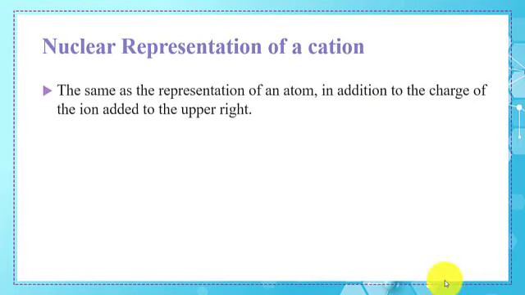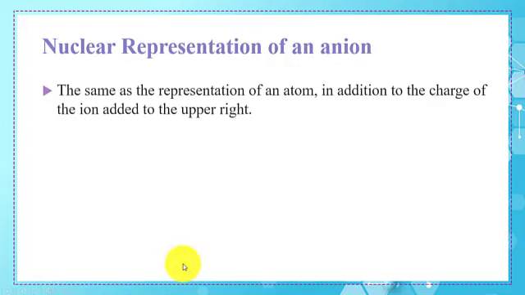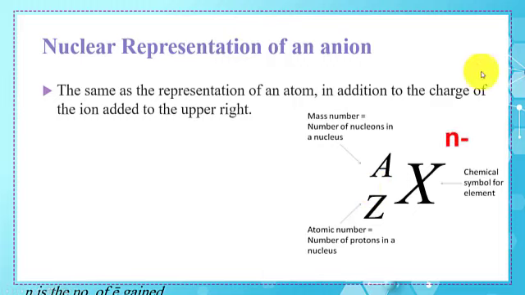The nuclear representation of a cation. It is the same as the representation of an atom in addition to the charge of the ion added to the upper right. So the symbol of the atom, which is X with A and Z, we add to it in case of a cation N+, where N is the number of electrons lost. Concerning the anion, the same rule, however we write N minus to the upper right, where N is the number of electrons gained.